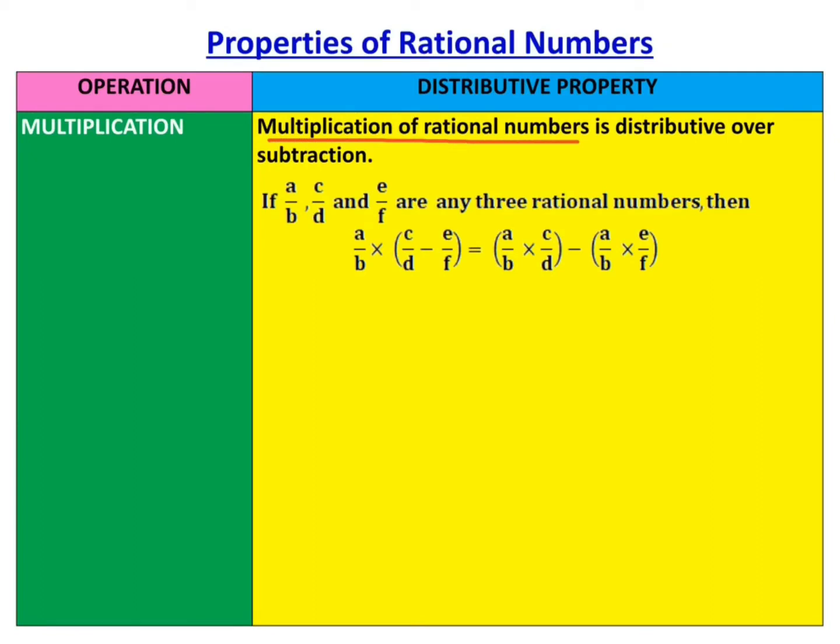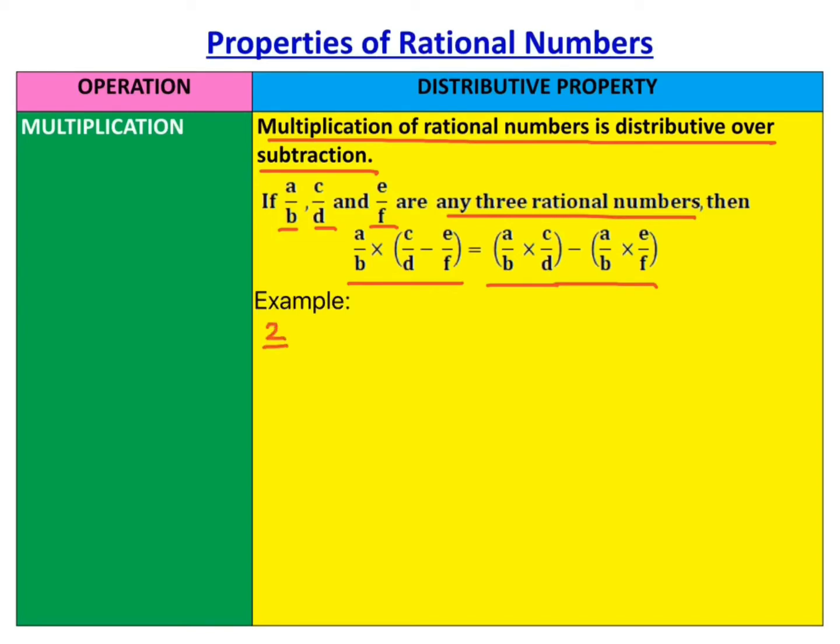Multiplication of rational numbers is distributive over subtraction. It states that if a/b, c/d and e/f are any three rational numbers, then a/b times (c/d minus e/f) is equal to a/b times c/d minus a/b times e/f. Let us understand this with an example.